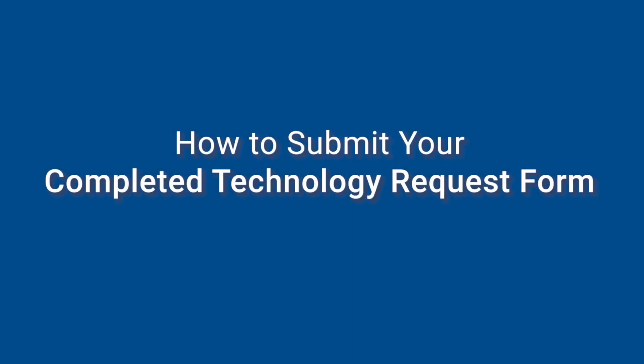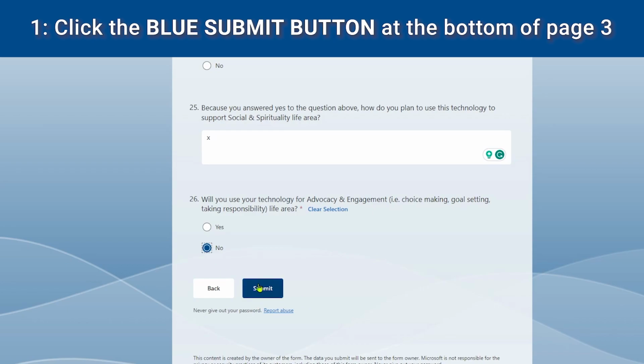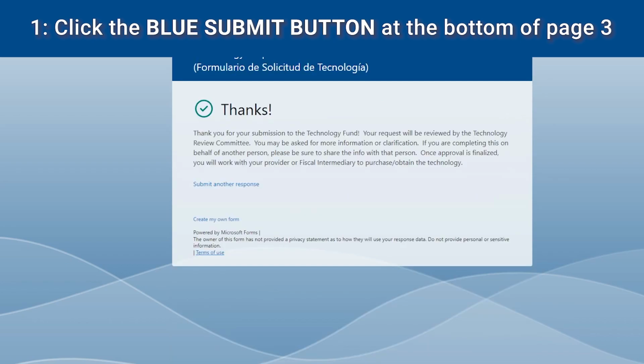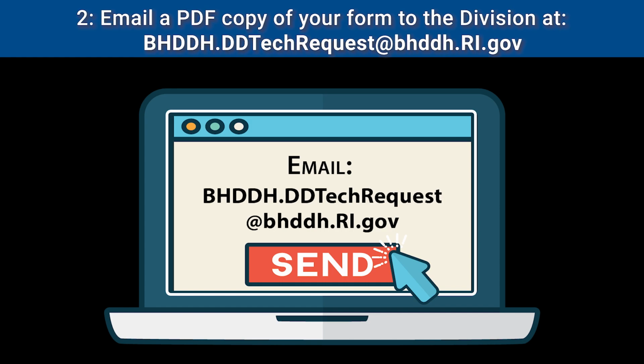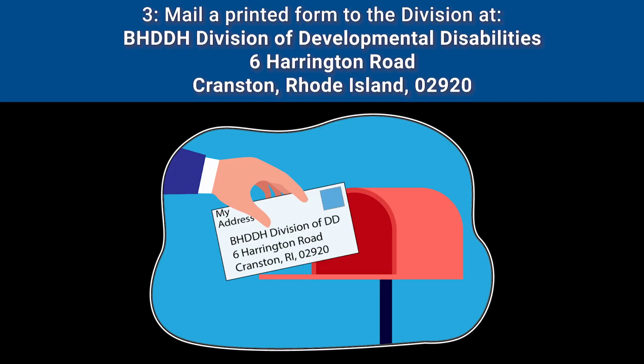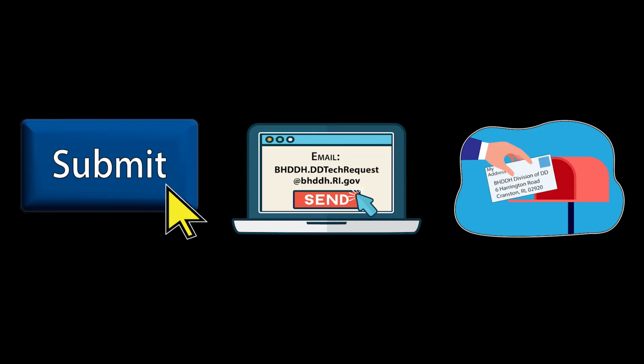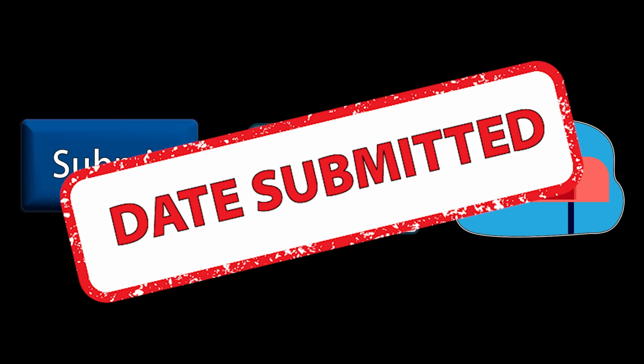Step 9. Submit your form using one of the following 3 methods. 1. Click the blue Submit button at the bottom of page 3. 2. Email a PDF copy of your form to the division at bhdh.ddtechrequest@bhdh.ri.gov. 3. Mail a printed form to the division at BHDDH Division of Developmental Disabilities, 6 Harrington Road, Cranston, Rhode Island, 02920. Regardless of how you submit it, remember to record the date for your records when you do.